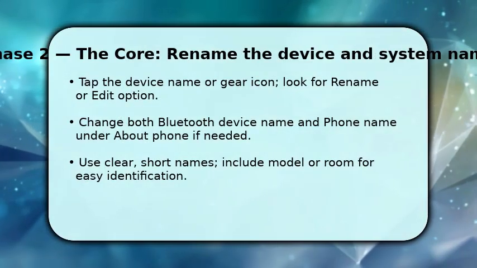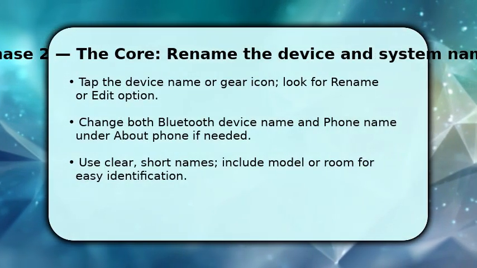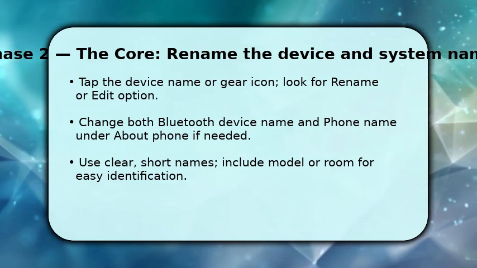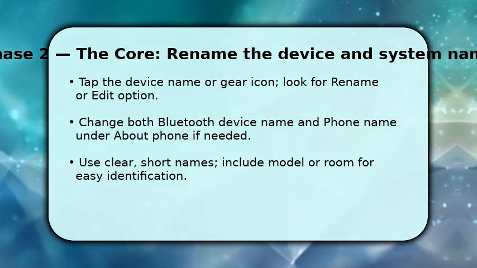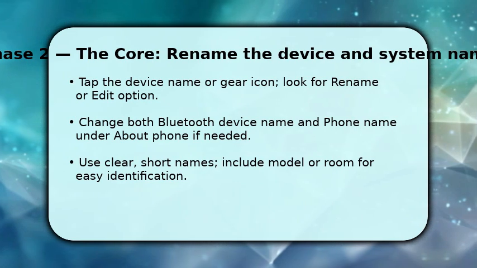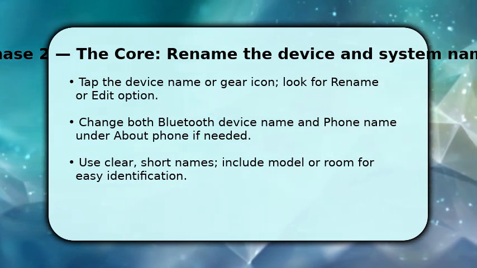Once on the Bluetooth screen, tap the paired device or the settings gear next to your phone's listing and choose Rename or Edit. Enter a concise name. Use model, location, or owner to avoid duplicates.